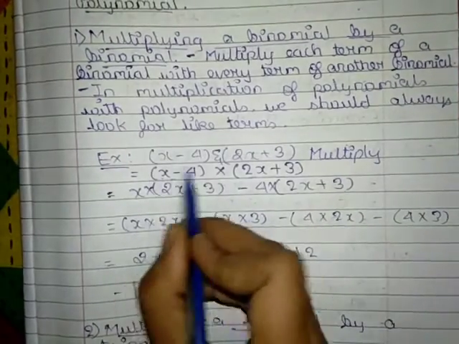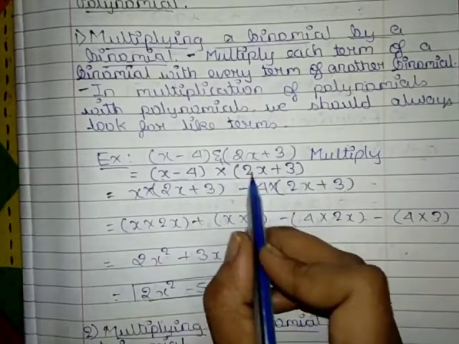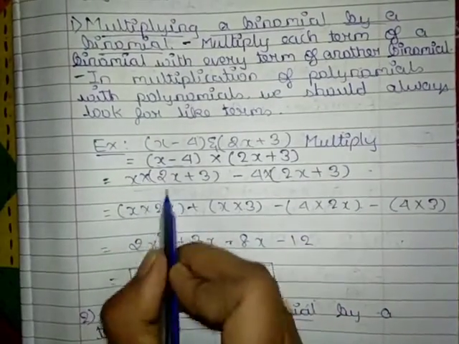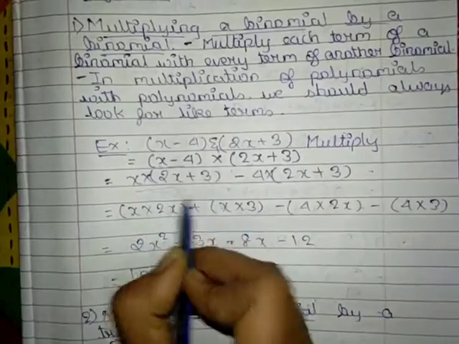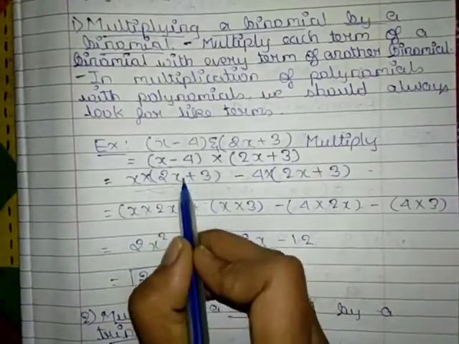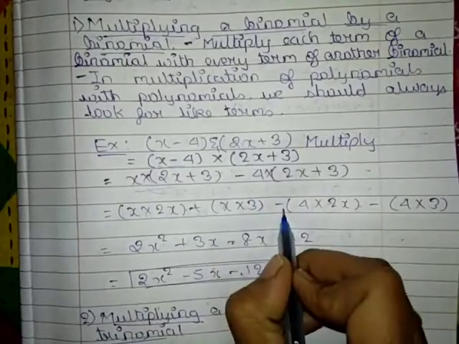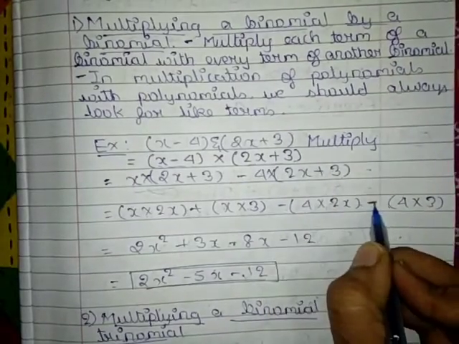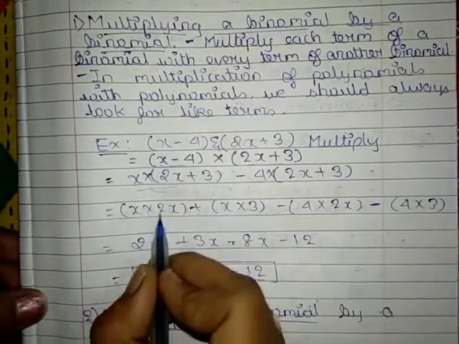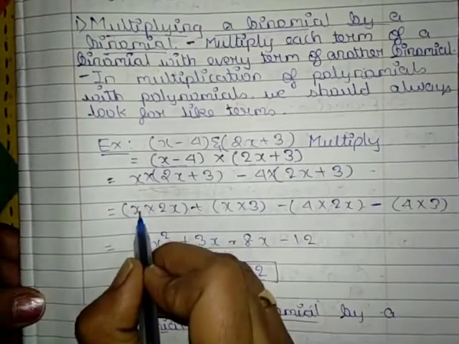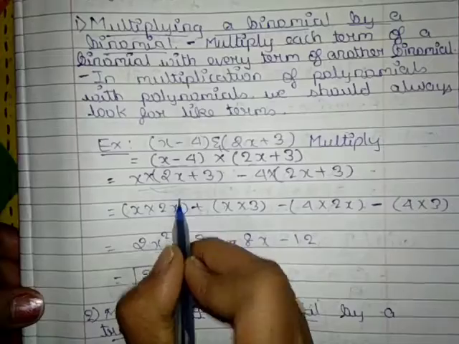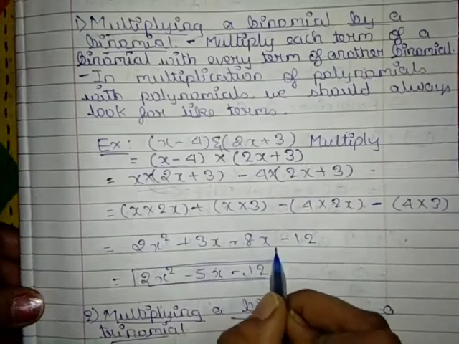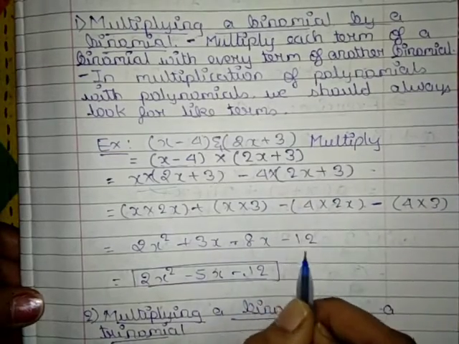Like this, the two terms of this binomial are multiplied with both the terms of the second binomial. Now x multiplied by 2x, and x multiplied by 3, and here what is the sign? That is plus. Then minus, we will take minus 4 multiplied by 2x plus minus 4 multiplied by 3. So what is our answer? 2 multiplied by 1 is 2, x, the variables are same, their powers will be added, that is 1 plus 1, 2, plus 3x, minus 4 multiplied by 2 is 8, 8x, minus 4 multiplied by 3 is 12.